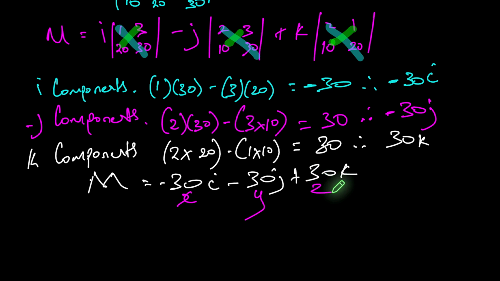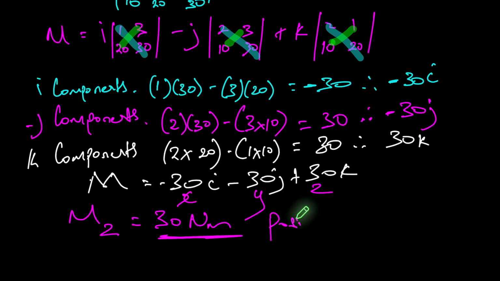So the moment about the z-axis, I'll just write Mz for moment about the z-axis, would just simply be 30 Newton meters for that one. In terms of its direction, it's positive, so that's it. So it just tells you which direction we're in because it's positive. If we were to do the y, then it would be similar. It would just be negative 30, and that's really it.